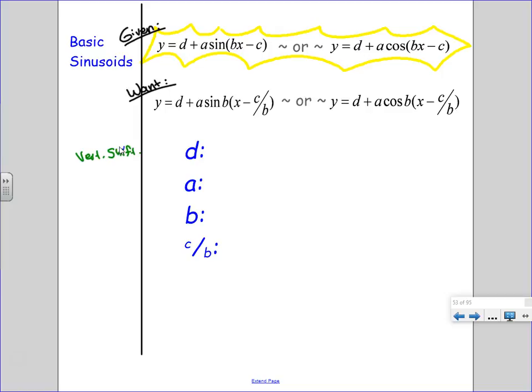The little a is being multiplied on the outside. You have some sort of vertical dilation, because it could be a stretch or it could be a compression. The little b is being multiplied on the inside, even though it's the outside of the inside, still on the inside of sine. That's going to be a horizontal dilation. And then c over b is going to be a horizontal shift.